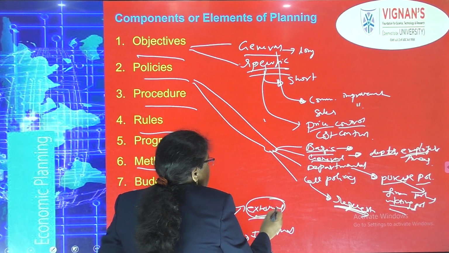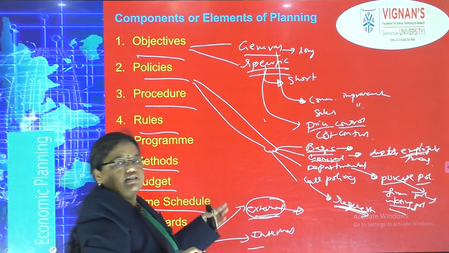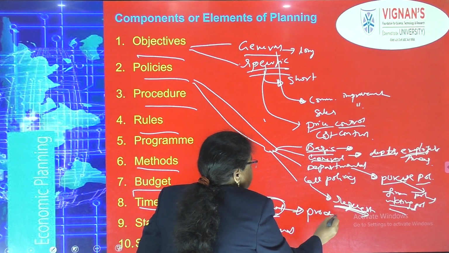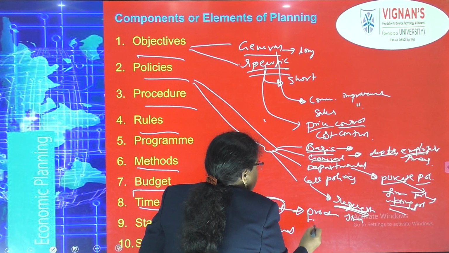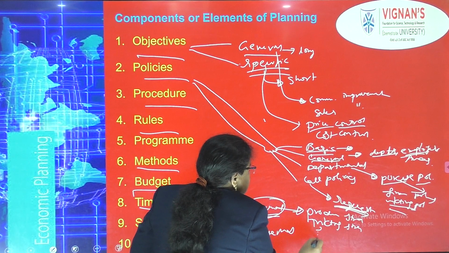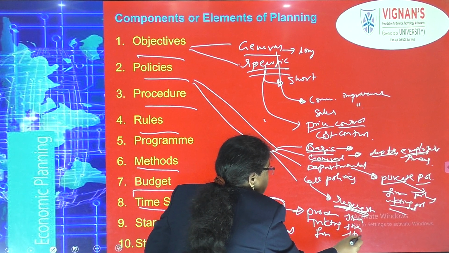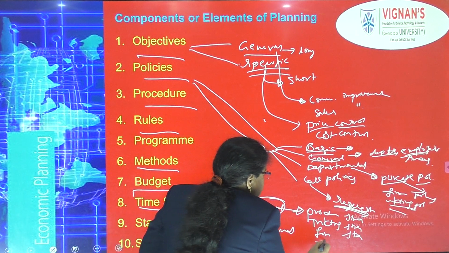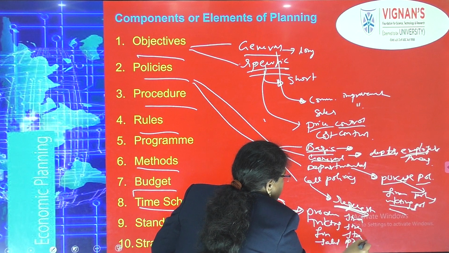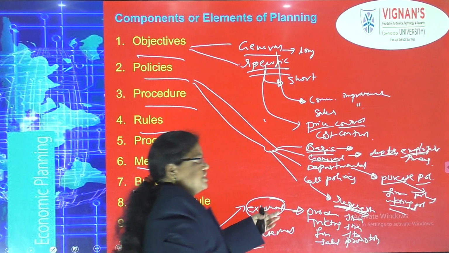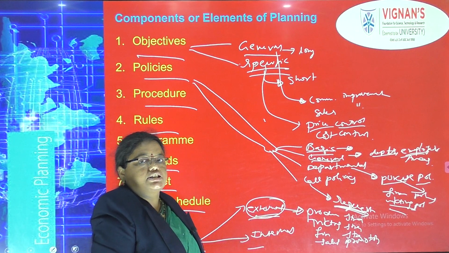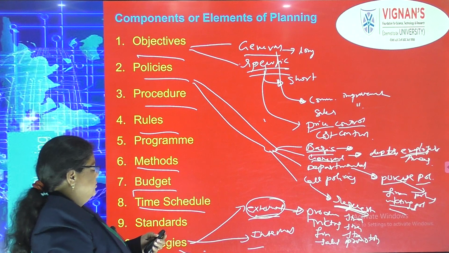Examples for external strategies are production strategies, marketing strategies, finance strategies, and sales promotion strategies.